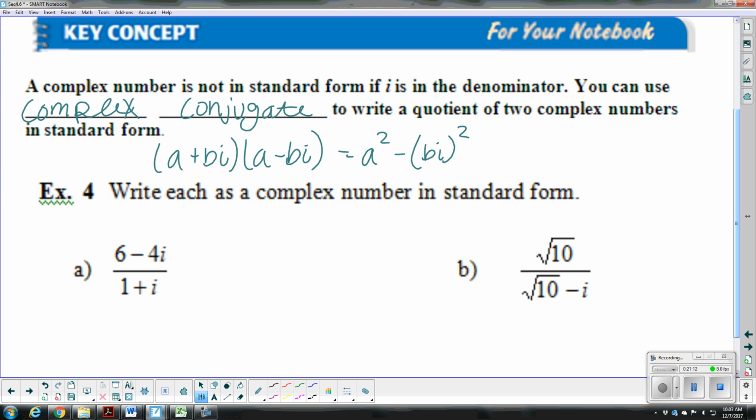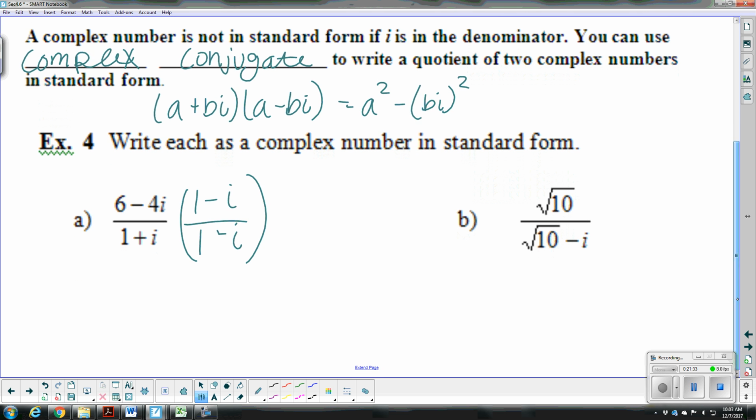So we want to get this imaginary number out of the denominator, so we're going to multiply by 1, and we're going to use the complex conjugate. So 1 minus i over 1 minus i. That's 1. Any number over itself is 1, so we can do that. And then we need to use the FOIL method. So again, it's this whole group and this whole group, so multiply the numerators and multiply the denominators.